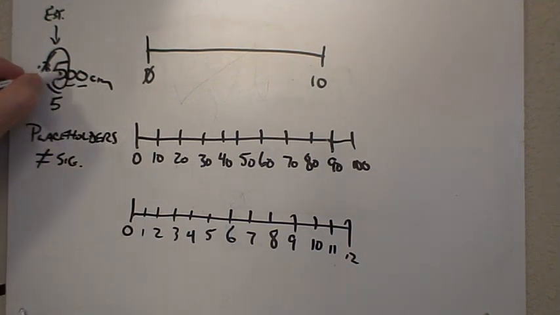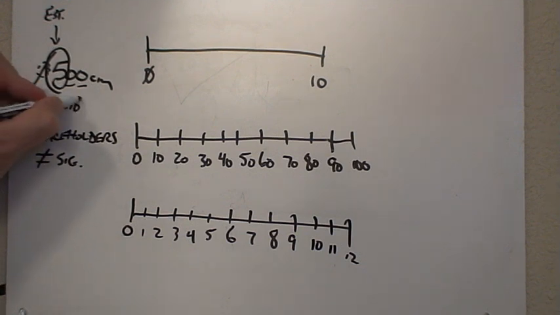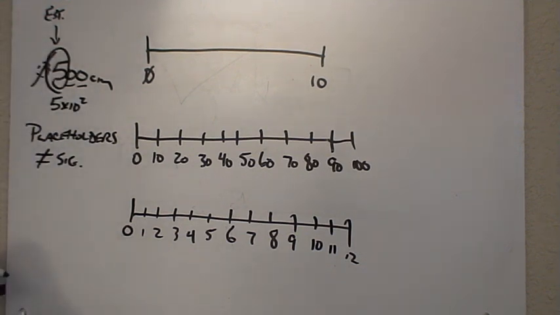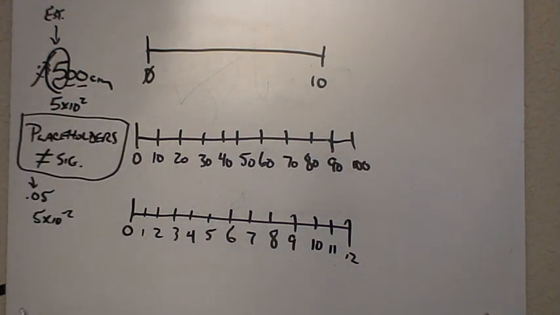In other words, this 500 can be written as 5 times 10 to the second. All of a sudden the zeros disappear. So we have another scenario of placeholders where we measure something to be 0.05. Well, wait a minute. This is kind of a weird thing. This is a placeholder 0 because I can write 0.05 as 5 times 10 to the negative 2. And so all of a sudden, it just disappeared. So zeros as placeholders are not significant.